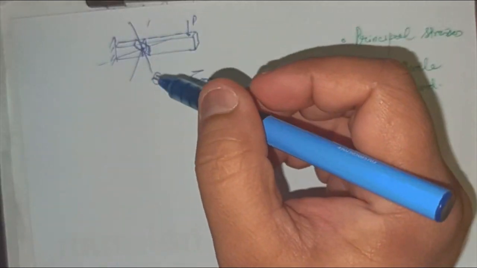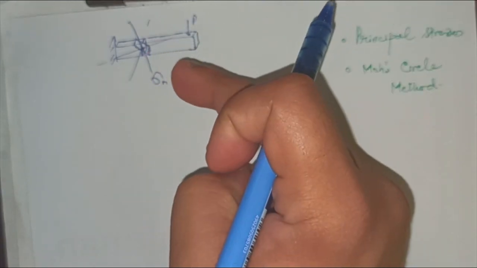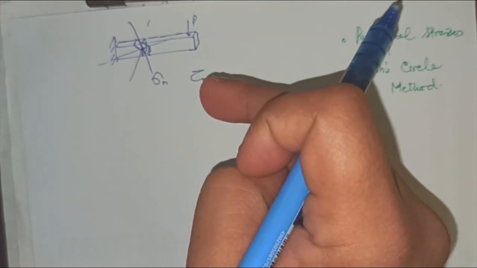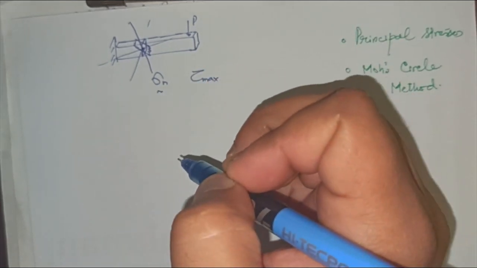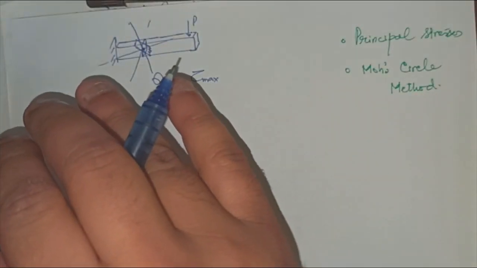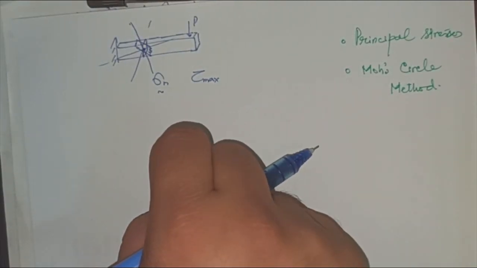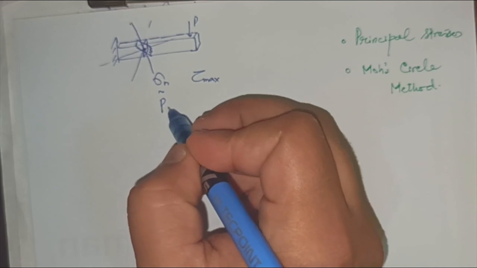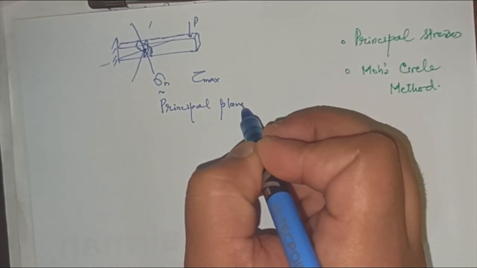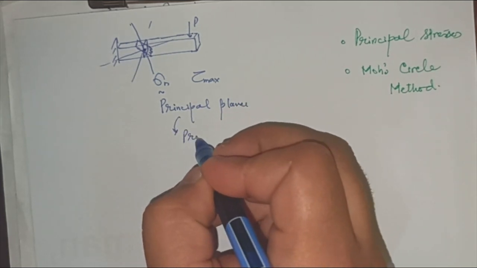In this way there will be an infinite number of planes passing through this point, but there will be one plane along which the normal stress will be maximum. There will be one plane among the infinite number of planes passing through this point along which the normal stress will be maximum, and that plane will be known as the principal plane, and the corresponding stress on that plane will be known as the principal stress.